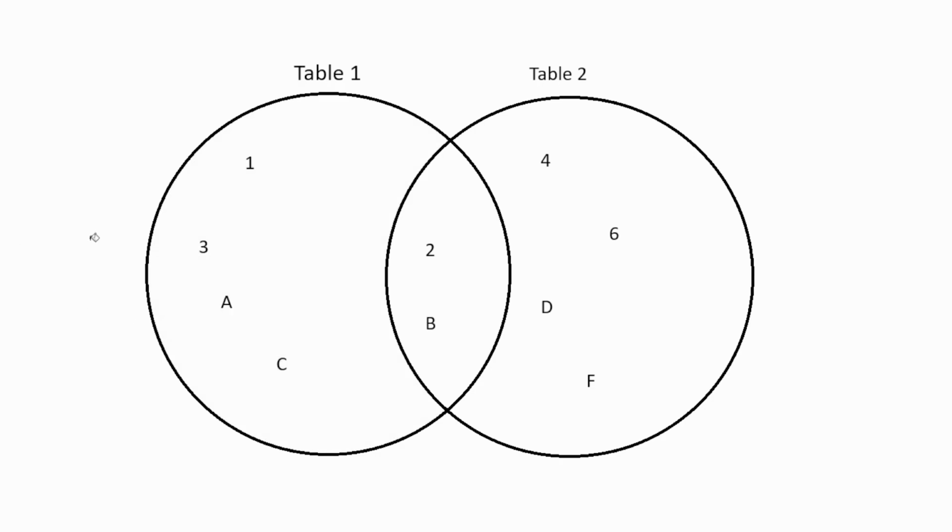And right anti is the opposite. So that would be table 2. So that would be 4, 6, D, F. Now, when we are writing down these joins, it is in the order that you put them in. So if we were to put table 1 left outer table 2, table 1 is on the left side. So that would be the left outer. If we do table 2 left outer table 1, then table 2 is on the left side. So the order does matter.